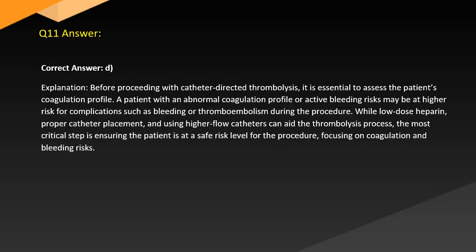Answer. Correct answer: D. Explanation. Before proceeding with catheter-directed thrombolysis, it is essential to assess the patient's coagulation profile. Patients with an abnormal coagulation profile or active bleeding risks may be at higher risk for complications such as bleeding or thromboembolism during the procedure. While low-dose heparin, proper catheter placement, and using higher flow catheters can aid the thrombolysis process, the most critical step is ensuring the patient is at a safe risk level for the procedure, focusing on coagulation and bleeding risks.